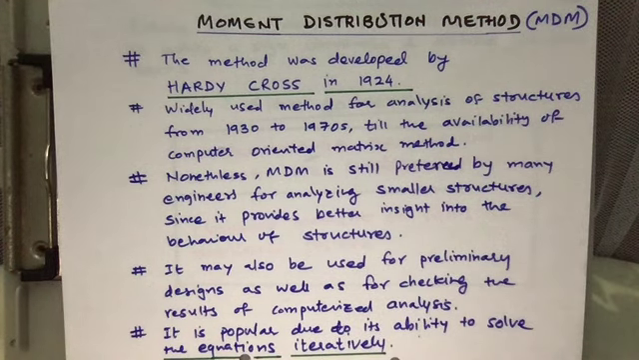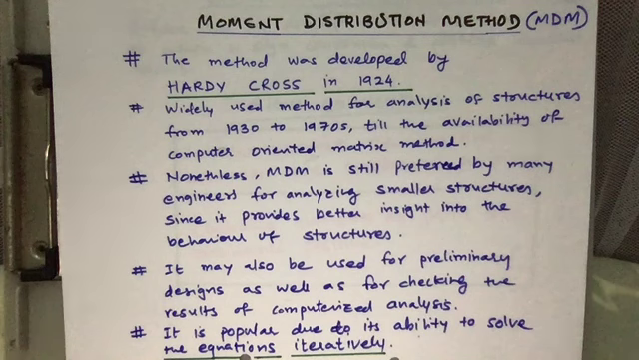Good afternoon, everyone. We are going to learn now the moment distribution method. This method was developed by Hardy Cross in 1924. It was a widely used method for analysis of structures from 1930 to the 1970s.